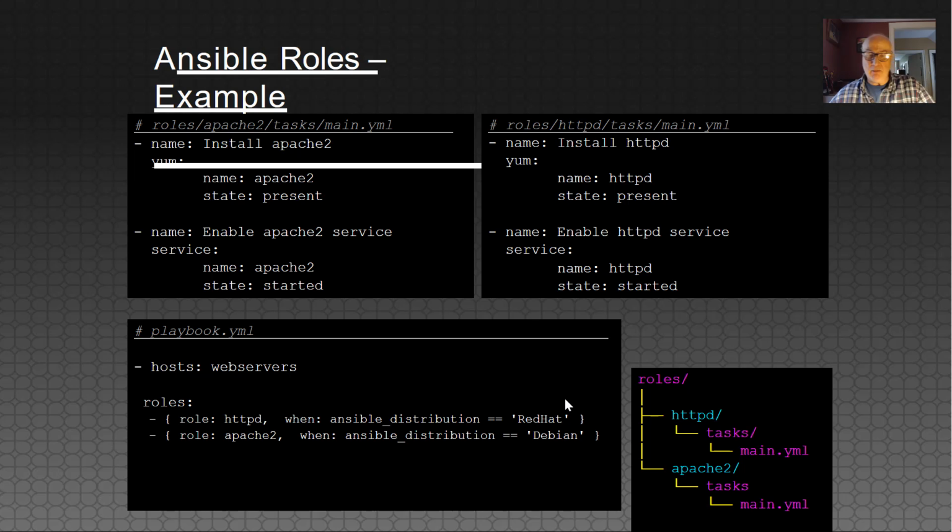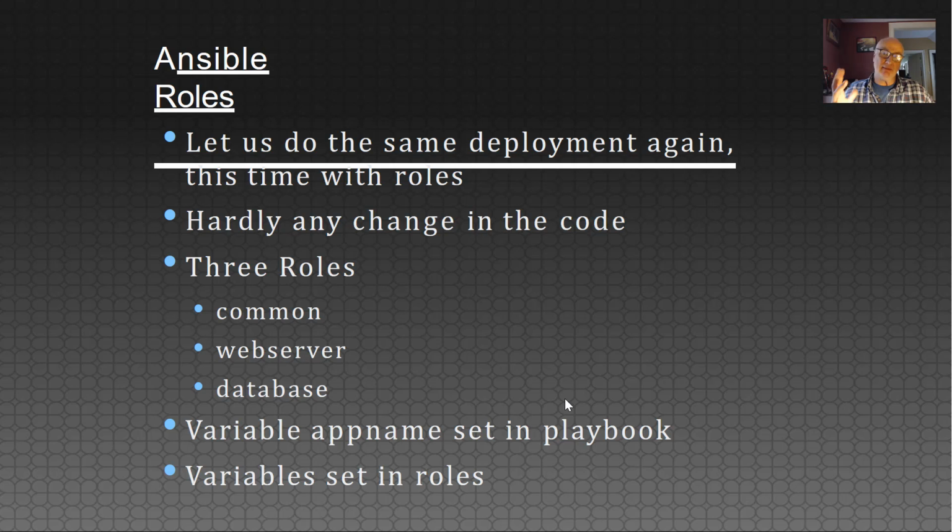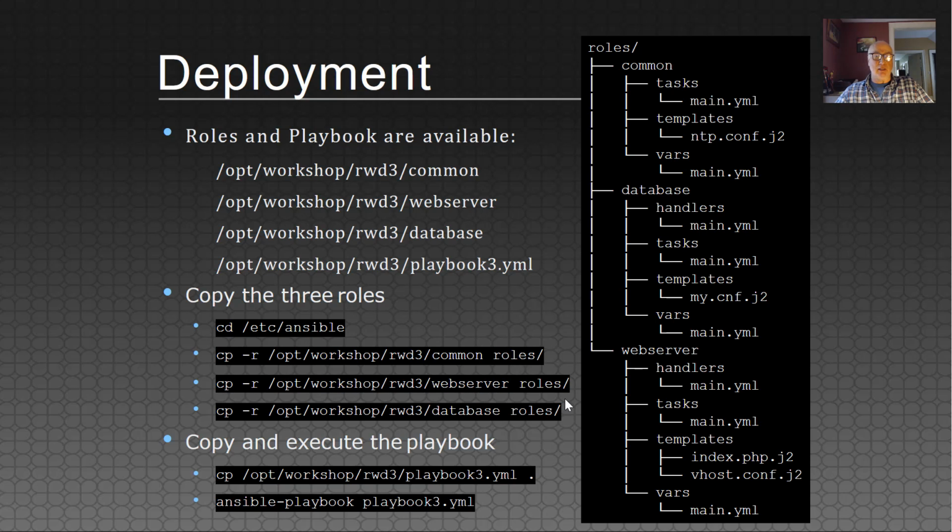Anyhow, basically our roles are about directory structures, and roles are a way to organize all the files that you have, and a way to make it easier to get these big, long, complex playbooks into sets of steps that exist in roles that you can reuse for lots of different purposes. Okay, so here we've got our three roles: common, web server, and database, and our variable app name set in a playbook, and variable set in roles.